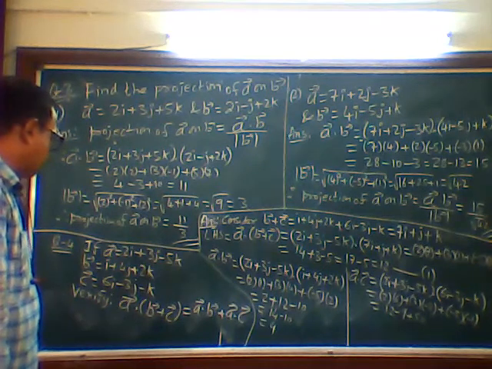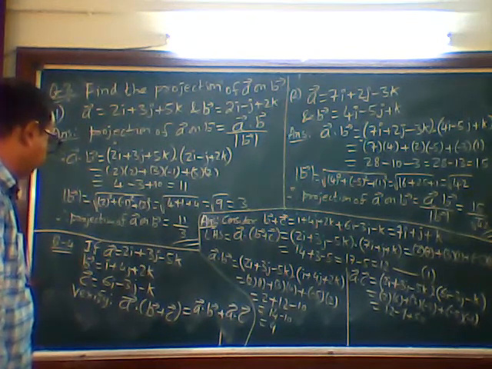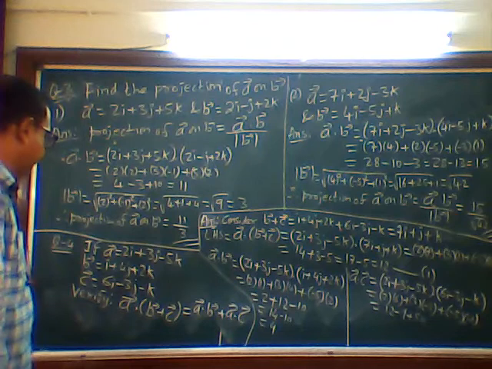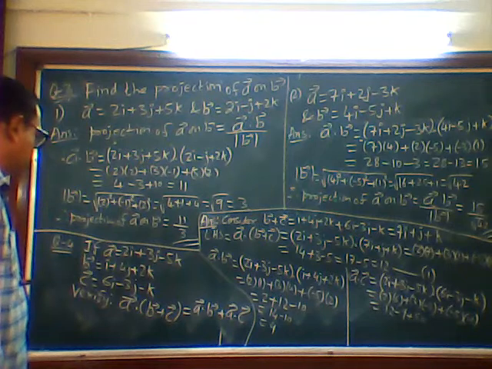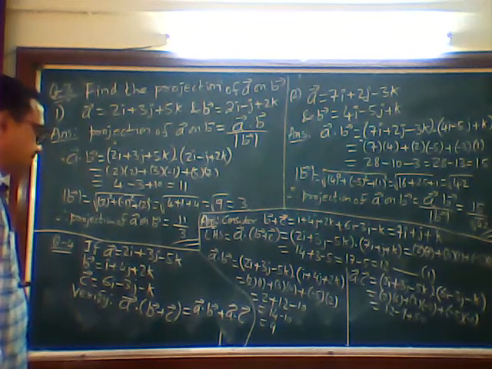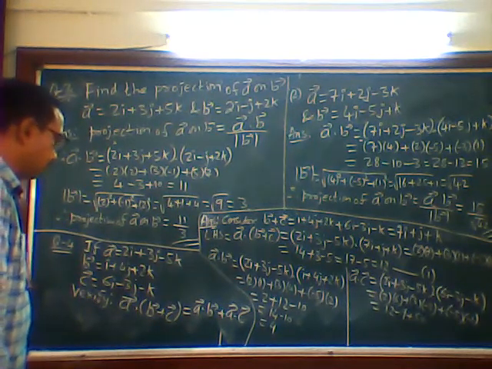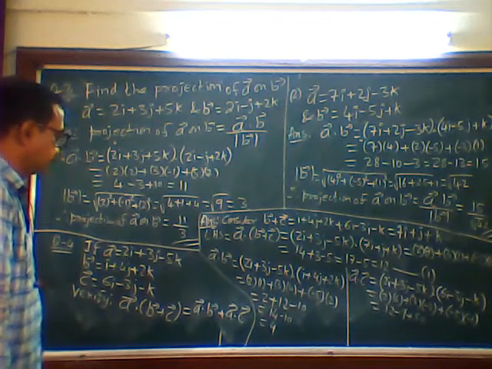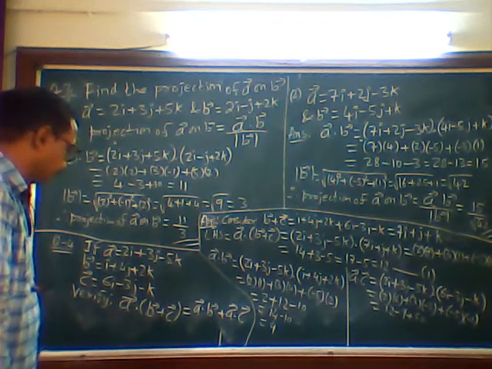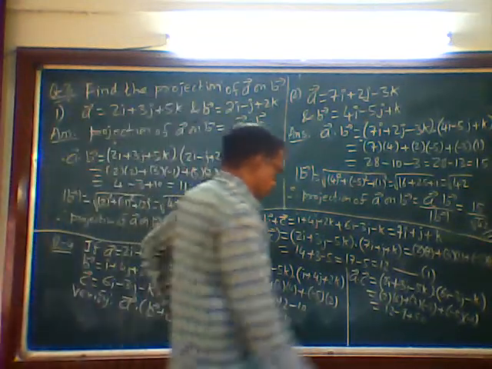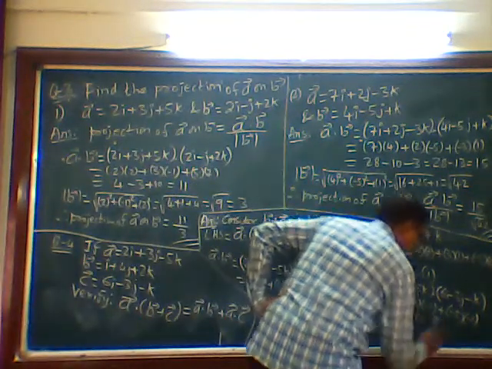2 sixes are 12, minus 9, plus 5. No, sorry, 8 plus 4 is 12. No, correct. 12 minus 9 is 3, plus 5 is 8.